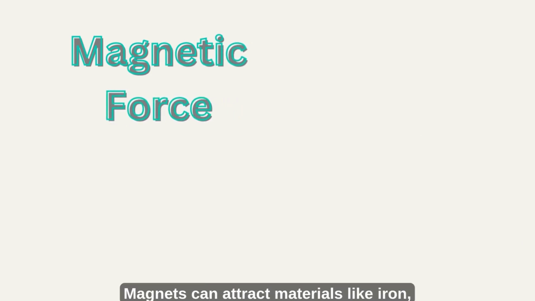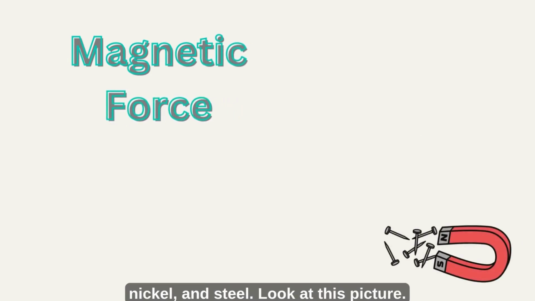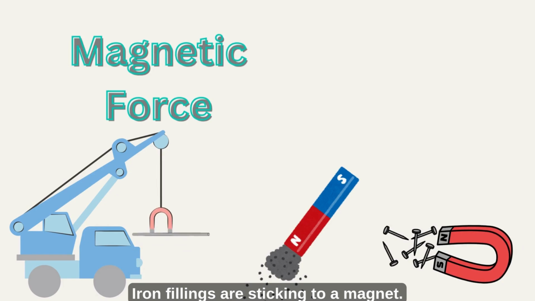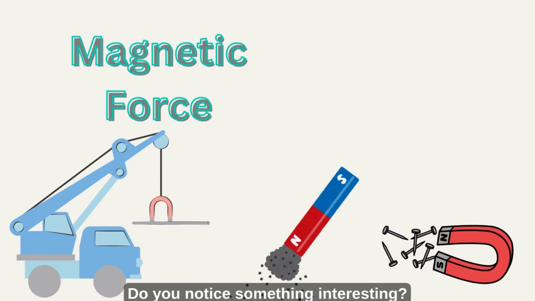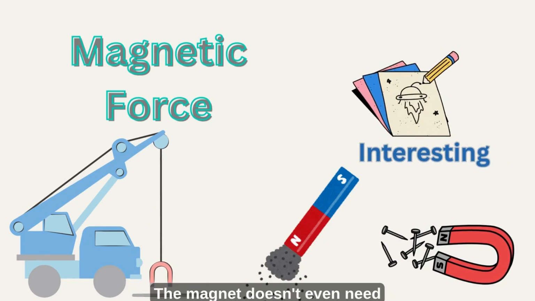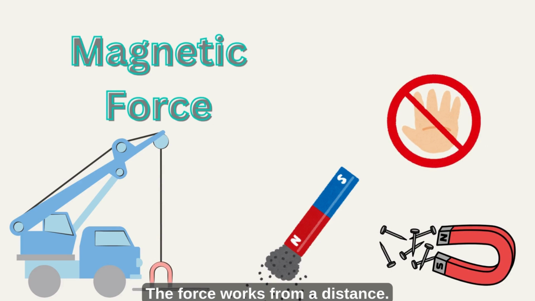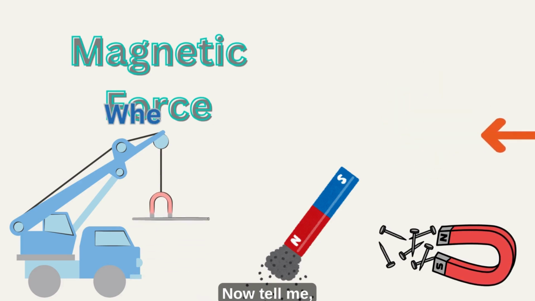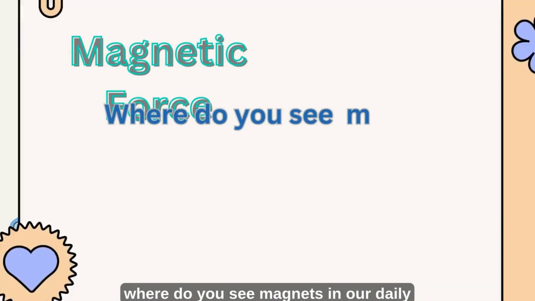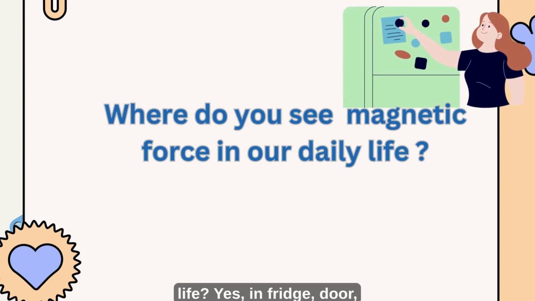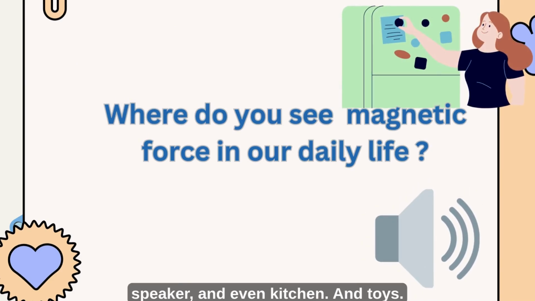Next is magnetic force. Magnets can attract materials like iron, nickel, and steel. Look at this picture. Iron filings are sticking to a magnet. Do you notice something interesting? The magnet doesn't even need to touch them. The force works from a distance. Now tell me, where do you see magnets in our daily life? Yes, in fridge doors, speakers, and even in toys.